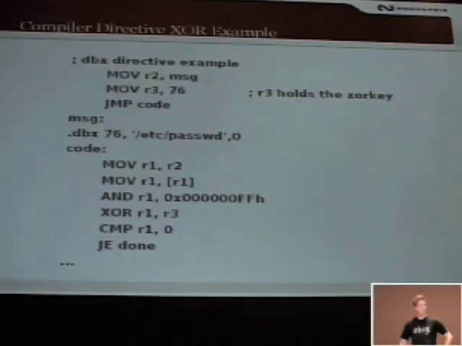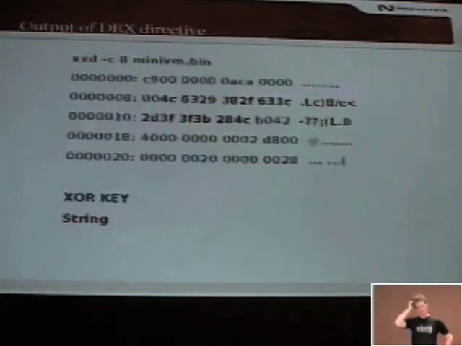By doing a .dbx, the first thing you give it is whatever your XOR key is going to be, again, 76, and then whatever string we want to encrypt. What we get with that is basically this. This isn't a true compile of what we just saw, but it's pretty close. It's good enough for example.